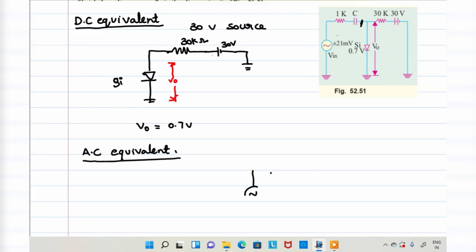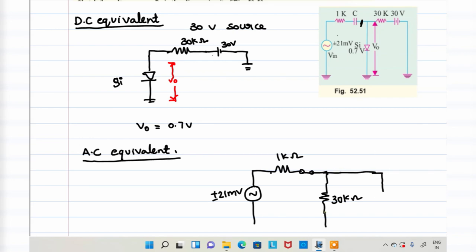This is the AC, plus 21 millivolt, with 1 kilo ohm. In the problem, capacitance is neglected, so it is not considered in case of AC for higher frequencies. We have a 30 kilo ohm resistance connected in parallel, as well as the diode. You don't know the diode resistance, I will explain.